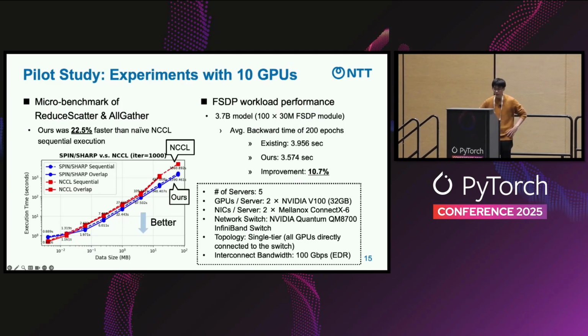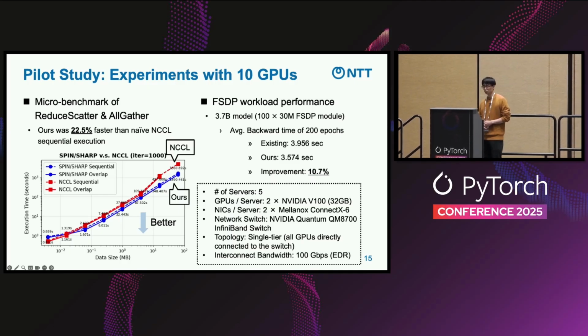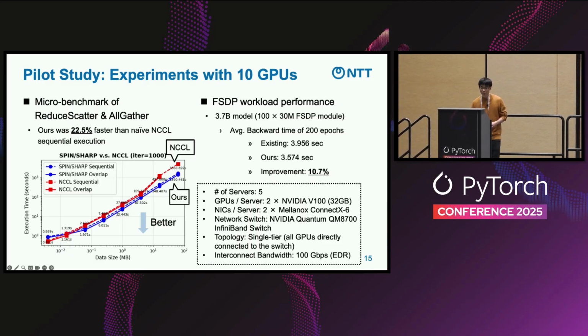So this is the experiment result using 10 NVIDIA GPUs, and we use the Volta series, V100 GPU. The left side of this slide shows the micro benchmark results of reduce-scatter and all-gather. In this experiment, our overlap communication implementation was 22.5% faster than naive NCCL sequential execution. And NCCL is the default communication backend used in FSDP.